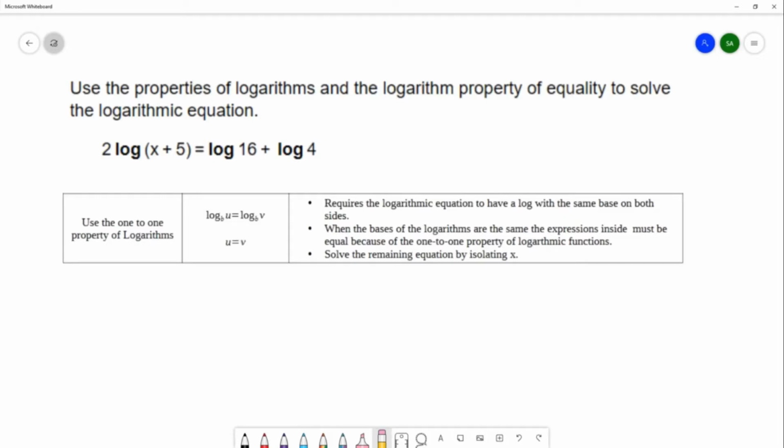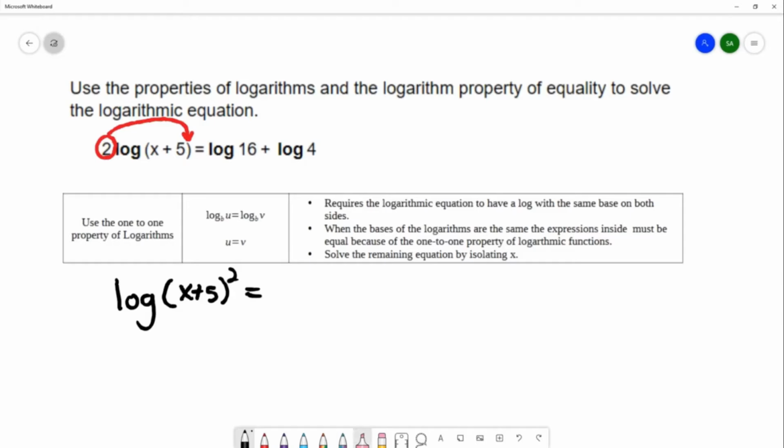So on the left, I need to deal with this coefficient of 2. And there's a property of logarithms called the power rule, which allows me to move the coefficient into the power. So that would mean on the left-hand side that I would have log of (x plus 5) squared.